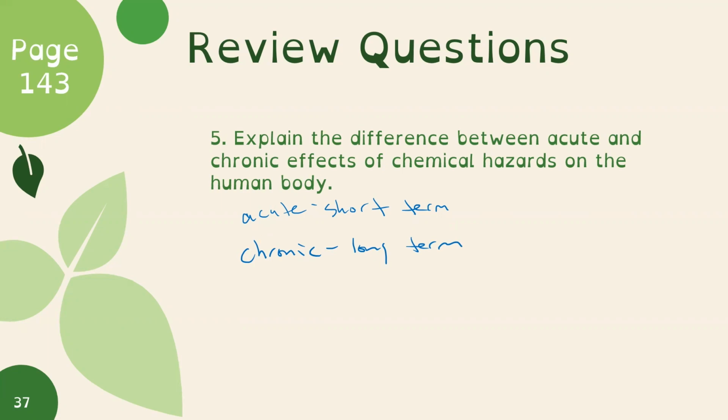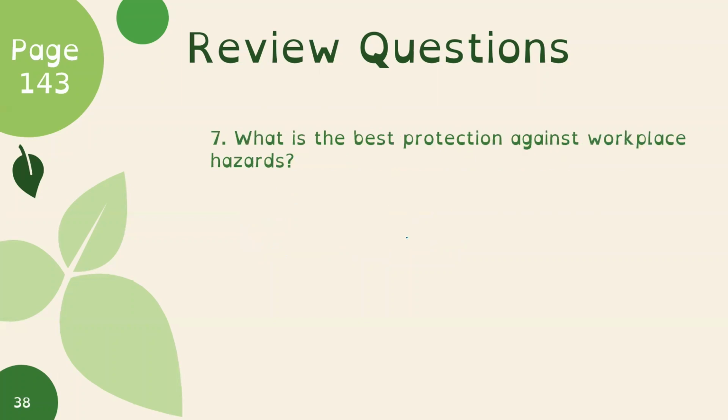But acute generally happens immediately or within a couple of days, whereas chronic is something that your body is going to react to over a long period of time. So it might be slow and still be painful and miserable, but it could be something that is lifelong, and it's a long-term process.